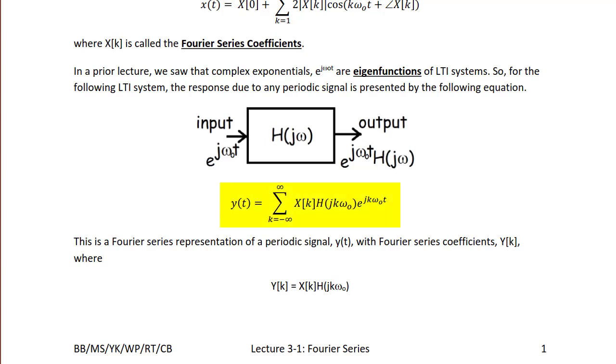So y of t is the summation from k equals negative infinity to infinity, x of k, H of jk omega naught, e to the jk omega naught t. So the product x of k times H of jk omega naught is y of k. This is a Fourier series representation of a periodic signal y of t with Fourier series coefficients y of k.